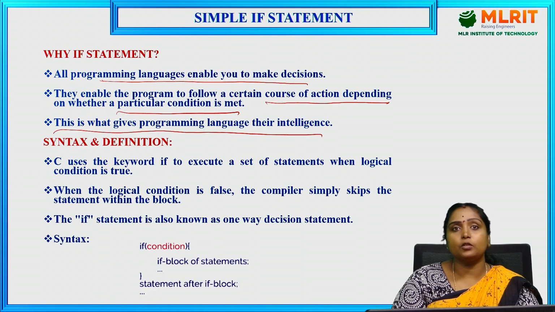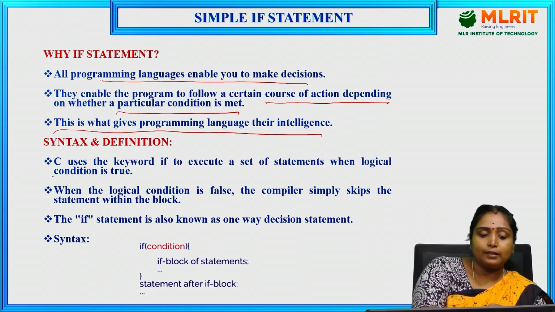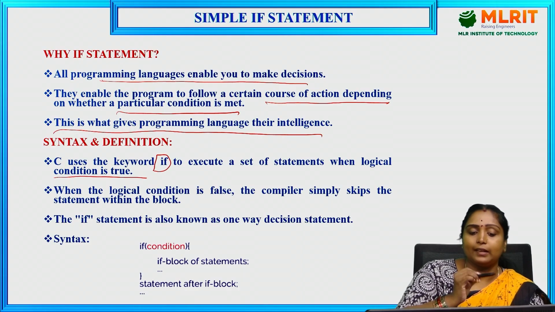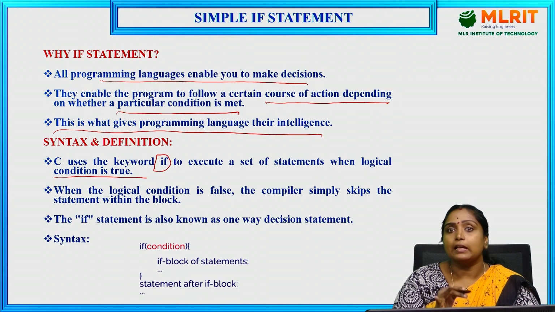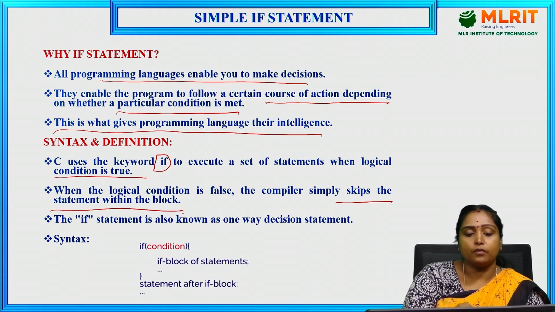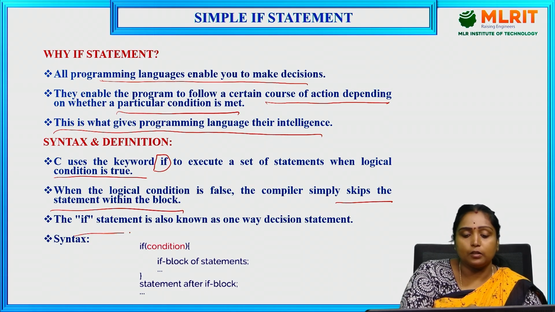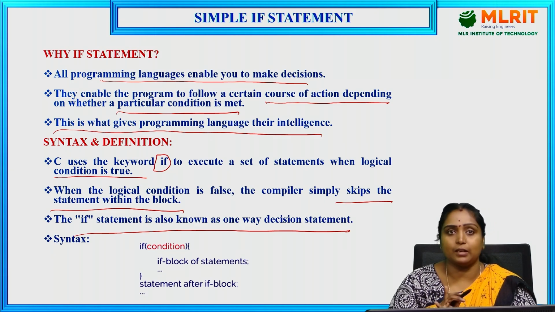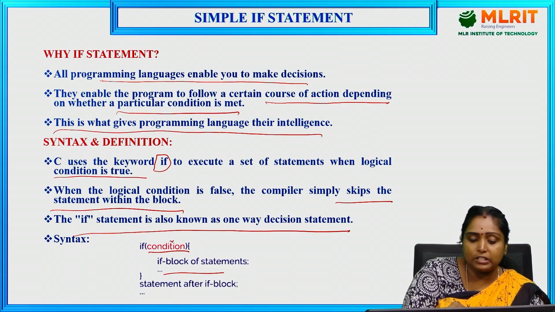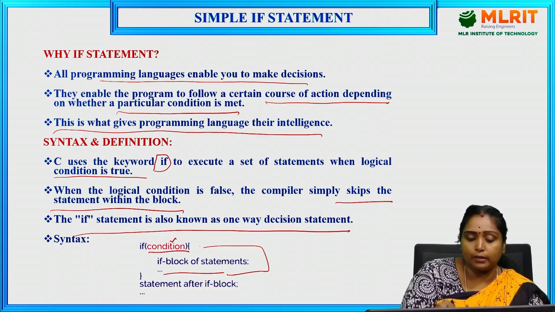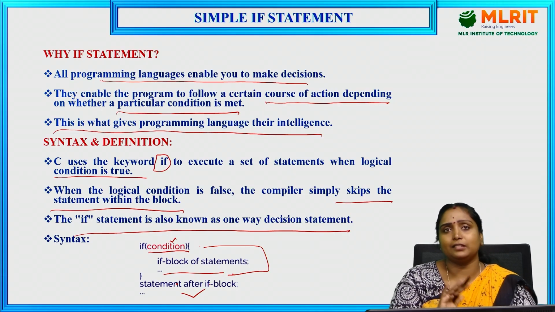So here, coming to the definition and syntax. C uses the keyword if. If is a keyword used to execute a set of statements when a logical condition is true. If the condition is false, it will skip the statements within the block. The simple if statement is also known as a one-way decision statement. The syntax is: if (condition). If this condition is true, it will execute this block of statements. If the condition is false, it will simply skip these statements and go on with the other statements.